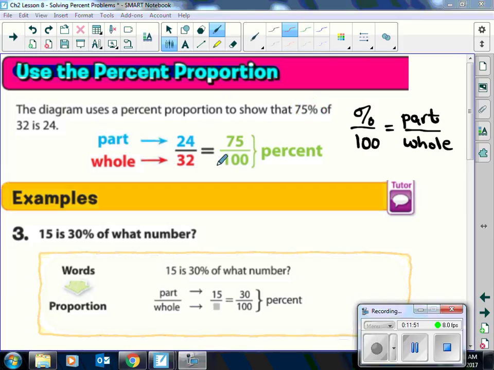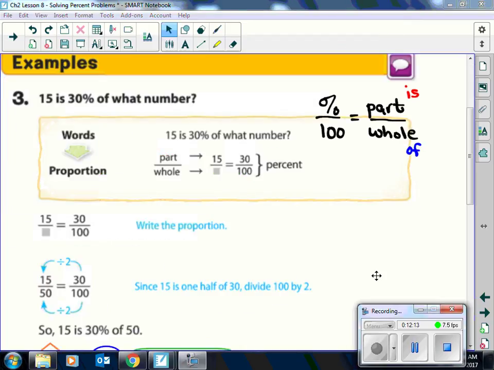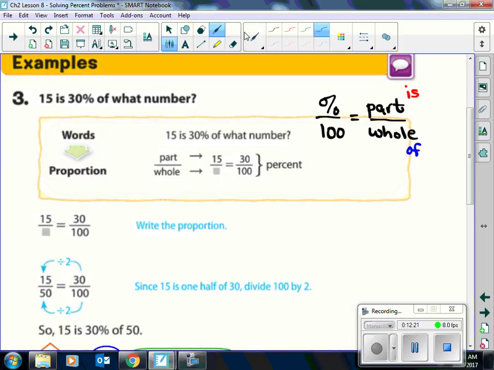So this diagram tells us that the part, if I look at it in the question, you see where it says 15 is 30% of what number? The part is the "is" number. Okay? Make sure you write this down. And the whole is the "of" number. So here, when we set up our proportion, it says 15 is. That 15 is the "is" number. That 15 is the part. So that's going to go in the numerator.